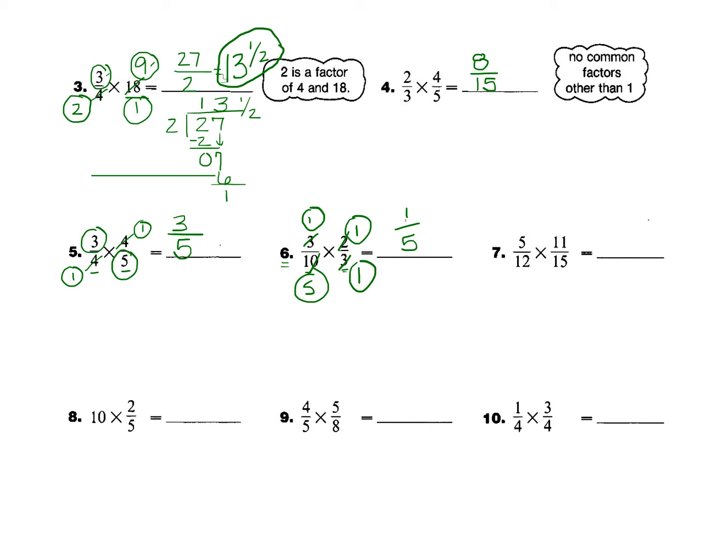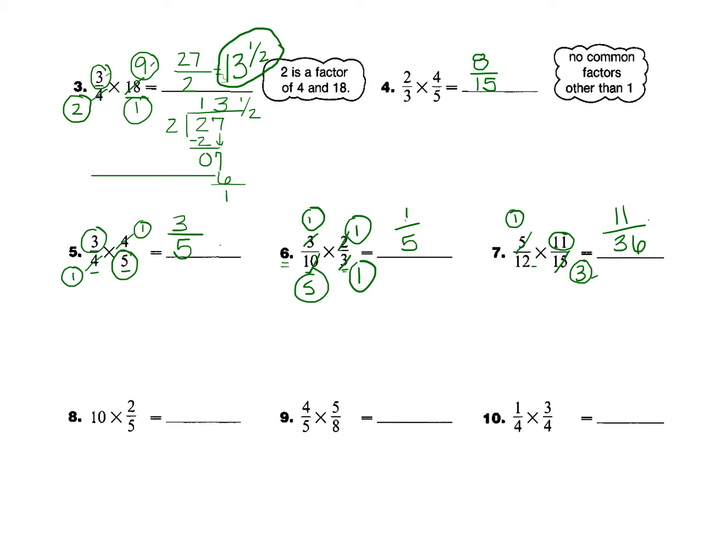Question number 7. 5/12 times 11/15. We can divide 5 by 5 and get 1. We can divide 15 by 5 and get 3. You may be tempted to divide 3 and 12 by 3, but remember you cannot reduce horizontally. So we're going to multiply 1 times 11 and get 11, and 12 times 3 and get 36. So our answer is 11/36.